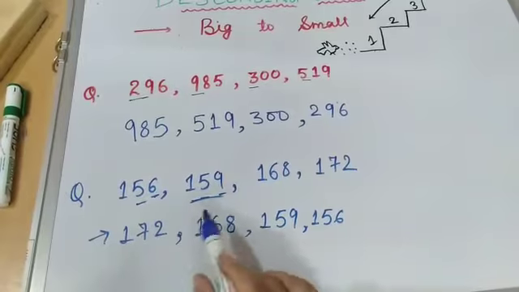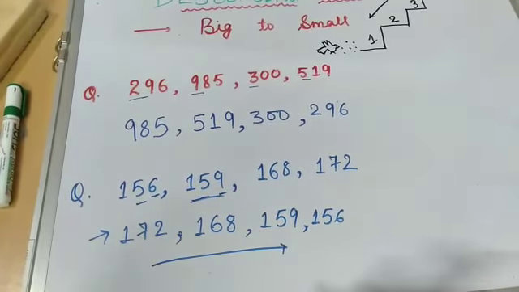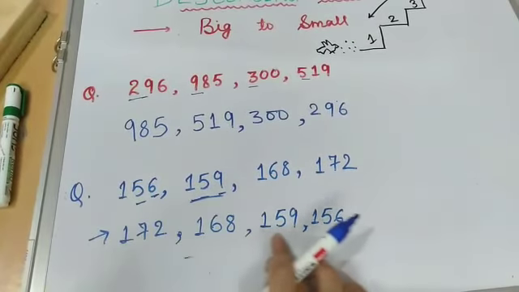This is the descending order from big to small. Is it clear to all of you? From big to small.